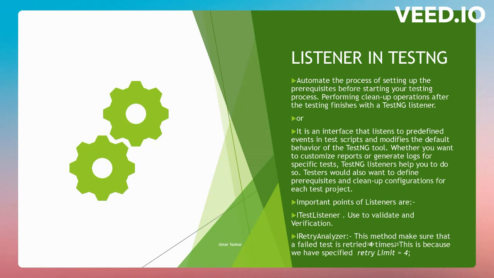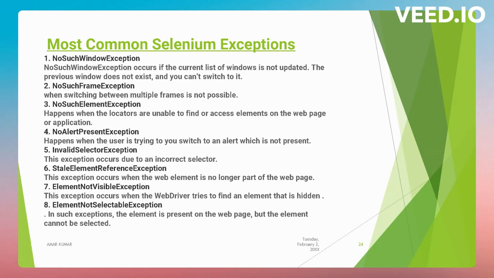NoSuchWindowException comes when the current list of windows is not updated or the previous window does not exist. At that time we get NoSuchWindowException. NoSuchFrameException: whenever there are multiple frames in the website and we switch to a frame in our test script that does not exist, we get NoSuchFrameException. NoSuchElementException: when the locator of that element is not present in the web page and we want to fetch that element from the web page, at that time we get NoSuchElementException.